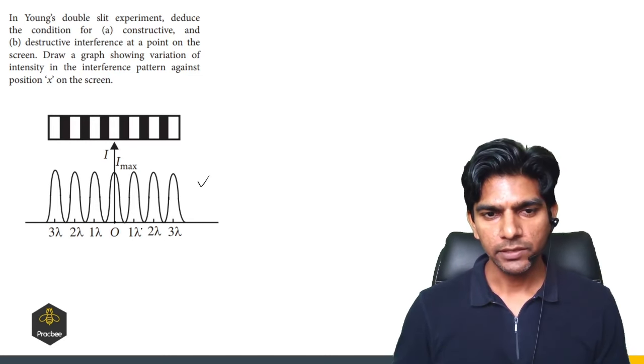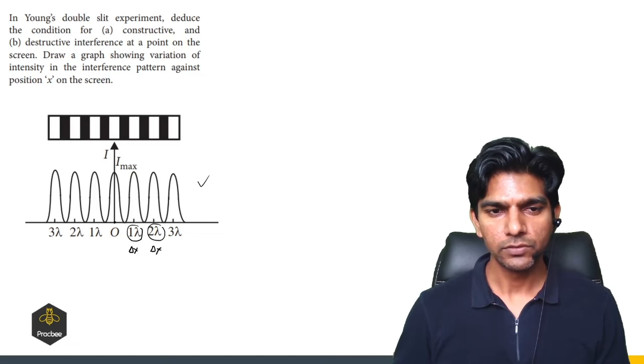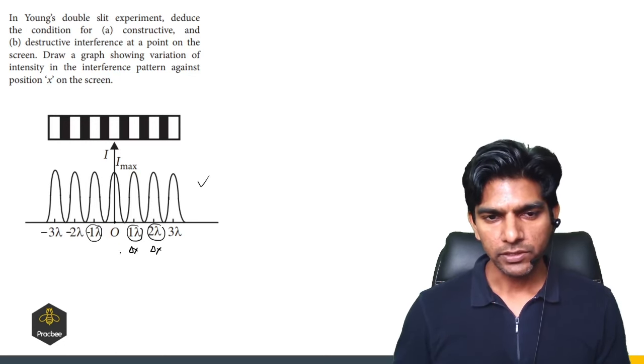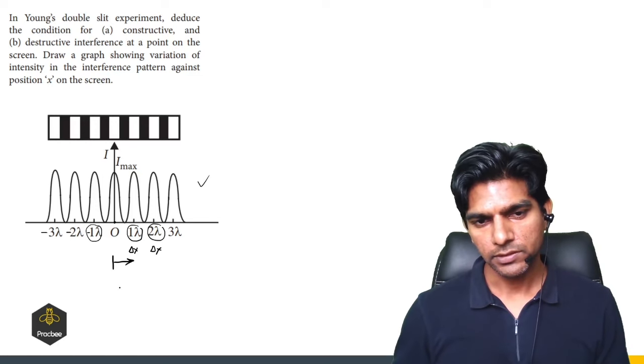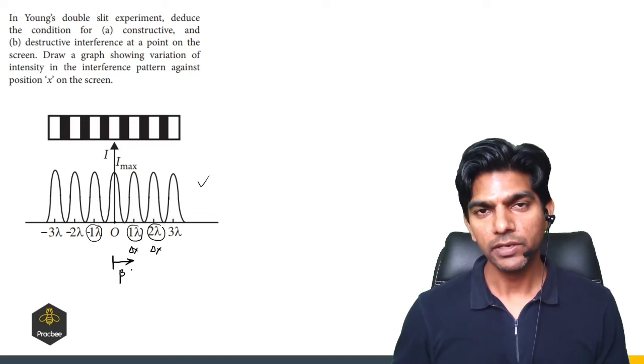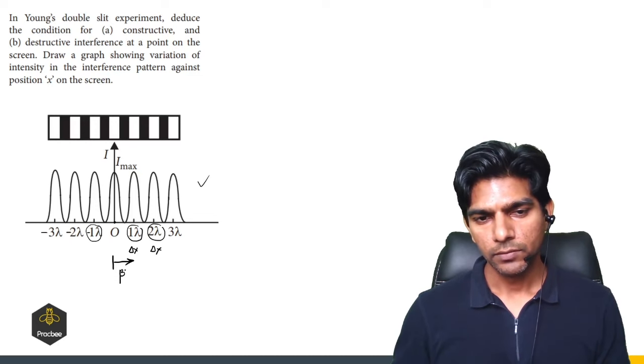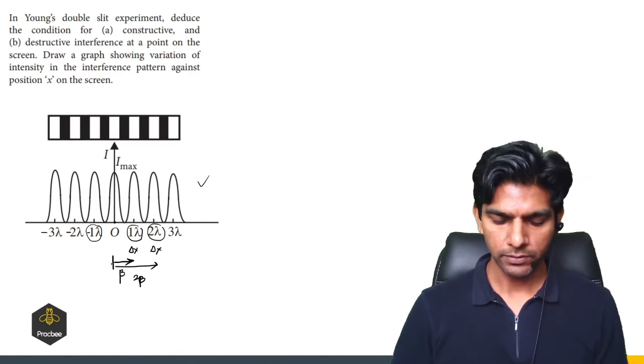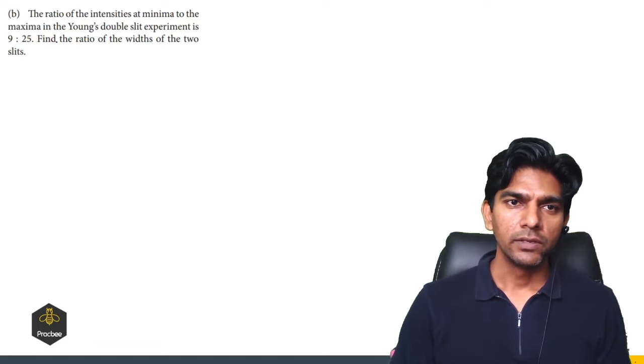Position x on the screen. So this is basically the path length difference, right? 2 lambda. So path length difference, here we have minus lambda, minus 2 lambda, minus 3 lambda. But actually this distance will be, you can say, beta, right? Or Dλ by small d. And this distance will be 2 beta, like this. So you should remember this pattern. Right, so now let us see another question.